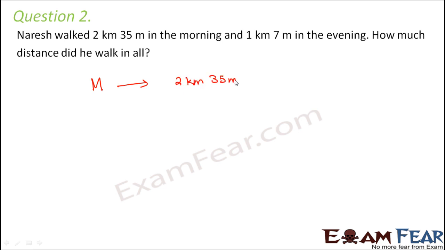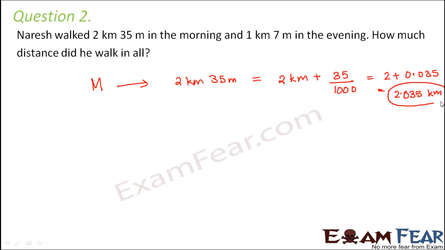Now, whenever you come across a situation where one particular quantity is given in two different units, for example, here the distance is given partly in kilometers and partly in meters, it is always best to convert it into one unit so that your job becomes easier. So let's convert this distance into kilometers. So how can we do that? 2 kilometers plus 35 meters. 35 meters to kilometers will be divided by 1000. So 35 divided by 1000, that is 2 plus 0.035, that is 2.035 kilometers. So this much kilometer he covers in the morning.